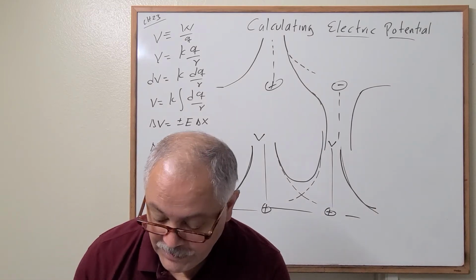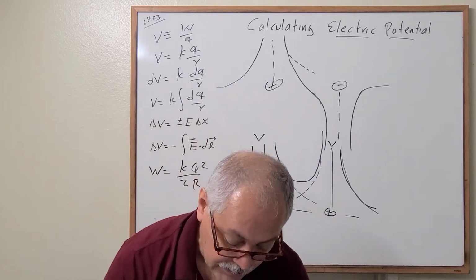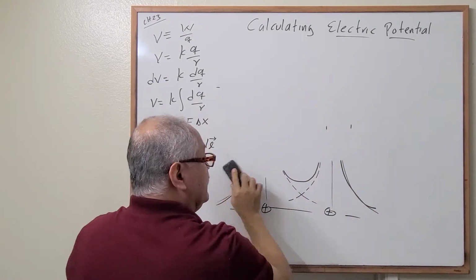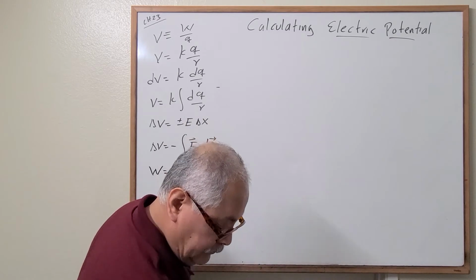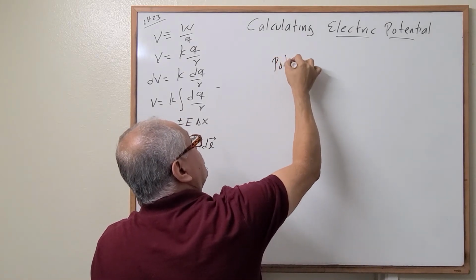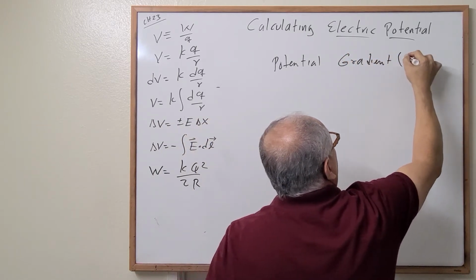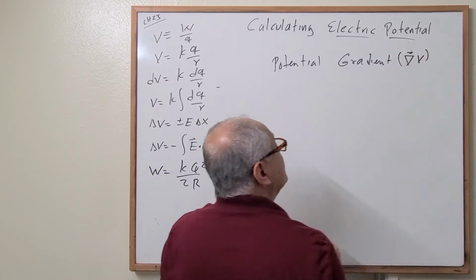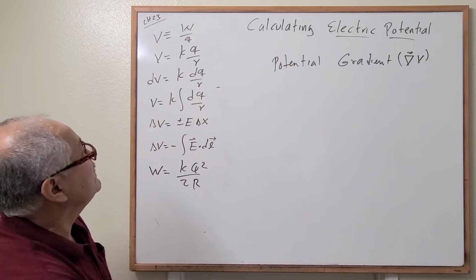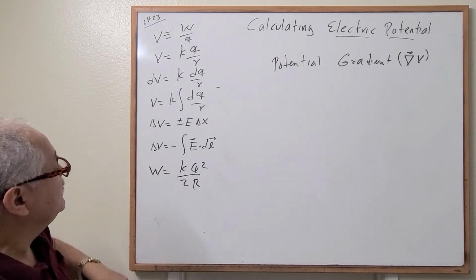Okay, perfect. Now let's go to the last topic of this chapter. The last topic is going to be the potential gradient. Okay, the potential gradient is this vector, or gradient. That's the potential gradient. In this case, we use partial derivatives. Perfect. Let's do it. Let's just start with this equation right here.